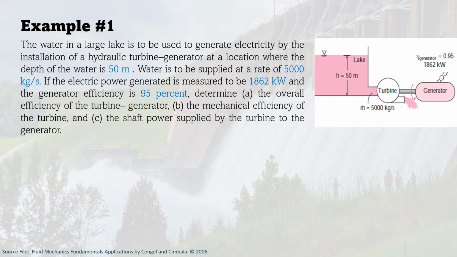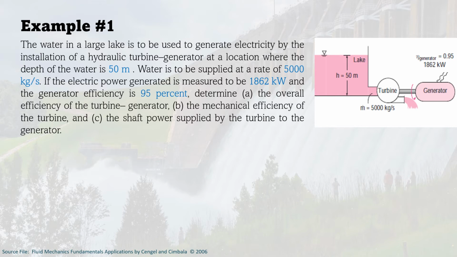But still, there are losses during the distribution. That's why we have distribution loss. But the efficiency of this generator is 0.95 or 95%. So take note that it is expected that there is also an efficiency of the turbine.